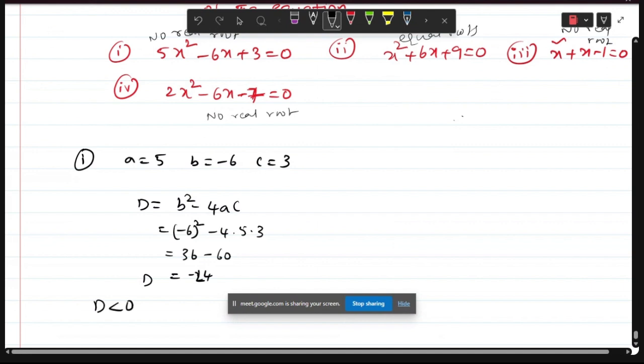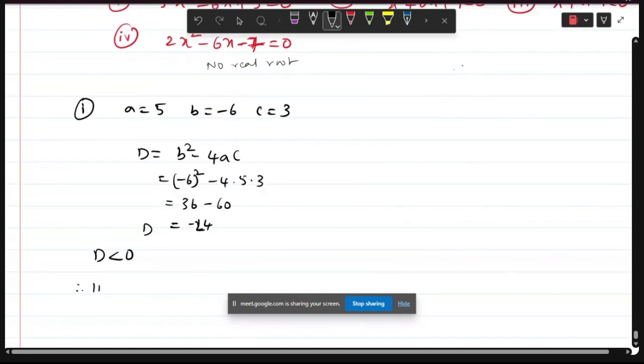So D is less than 0 means what is the meaning? The roots are no real roots. The roots are imaginary or no real roots. That is the conclusion, ma'am. So therefore no real roots.